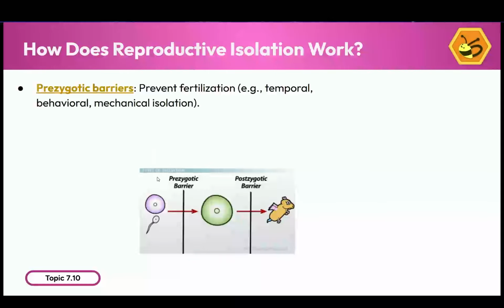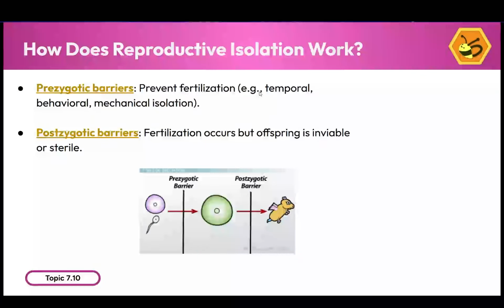All right, so how does reproductive isolation work? There's two main types of reproductive isolation, and that's prezygotic barriers and postzygotic barriers. So again, prezygotic barriers prevent fertilization.